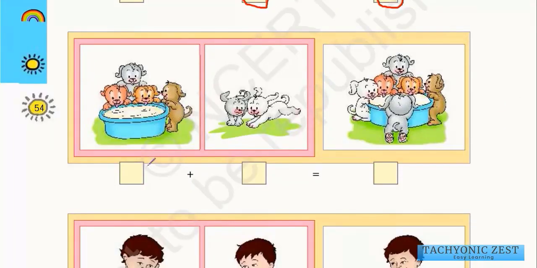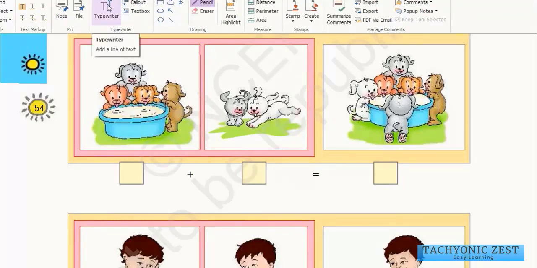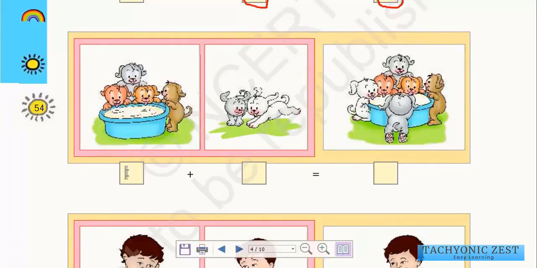So let's try to solve this question. Here there are 1, 2, 3, 4. There are 4 objects and then we are adding few more objects. So what is the total number of objects we have? So let's count. At first here if we count how many objects were there, 1, 2, 3, 4. So at first there were 4 objects. So here we write 4.